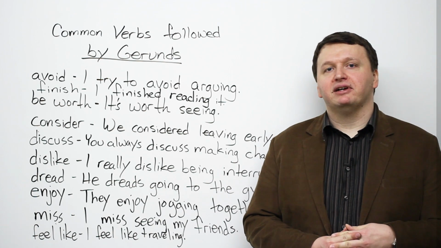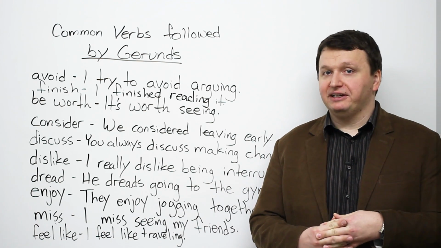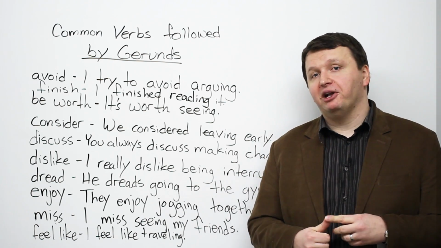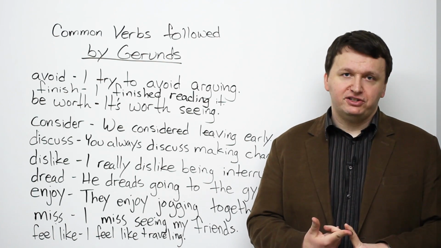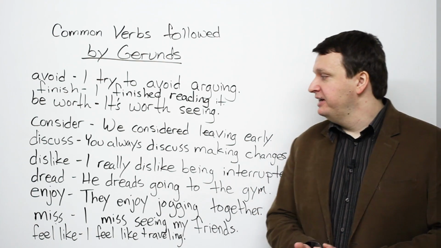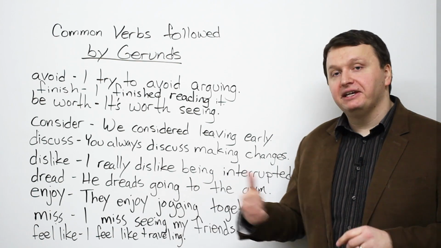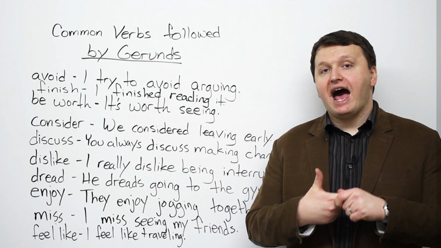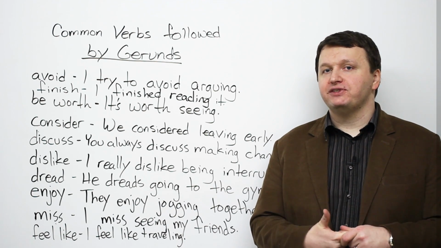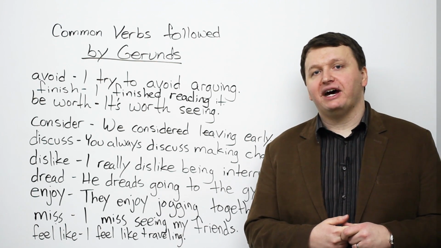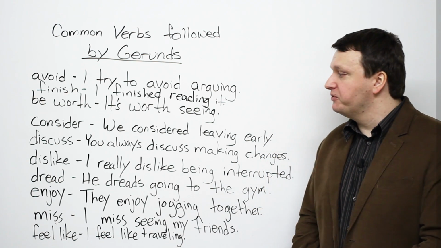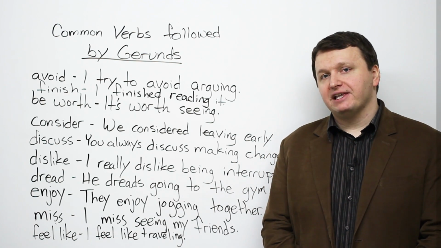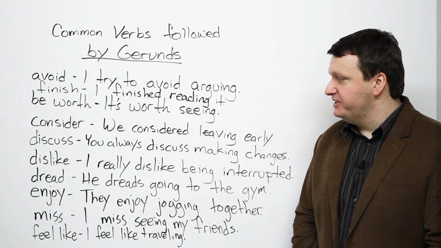Dislike, obviously this means don't like. Now, don't like, we can follow with an infinitive or a gerund. So you can say, I don't like being interrupted, or I don't like to be interrupted. However, if you use dislike, you can only follow that with a gerund. So for example, I really dislike being interrupted.